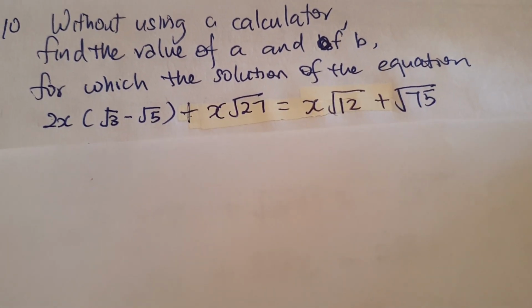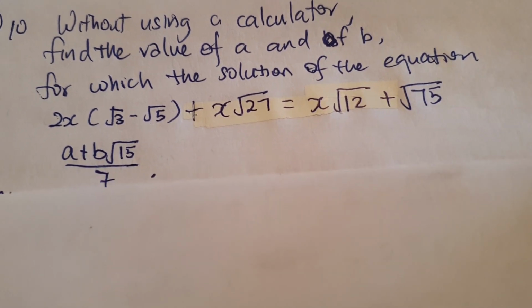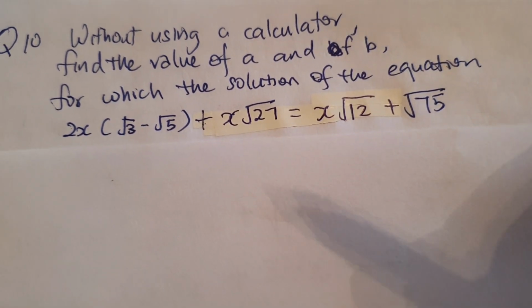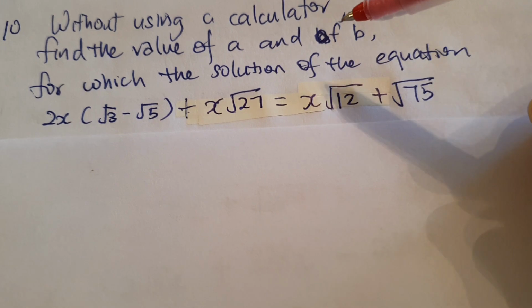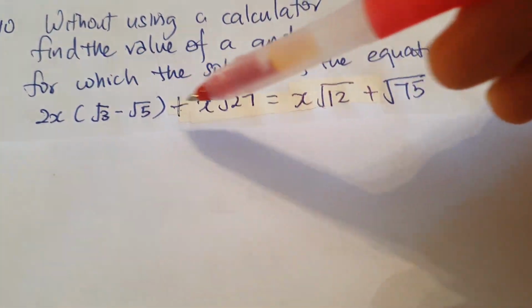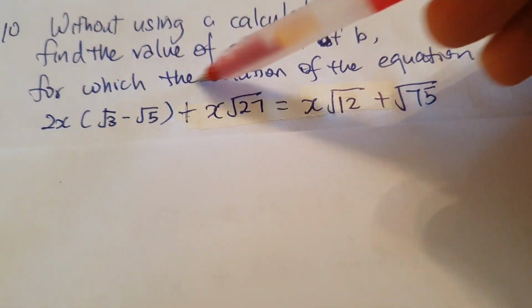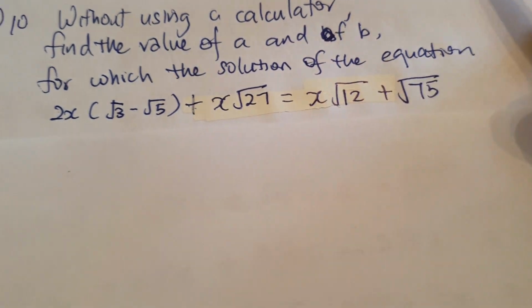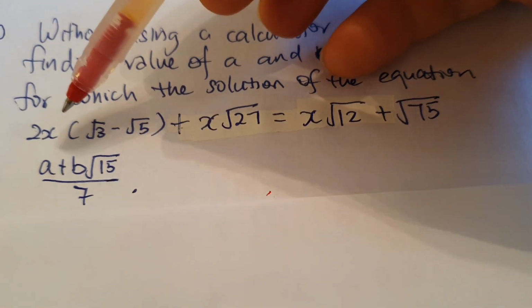Okay, so this part here is what is confusing to some people. They want you to find the value of A and B. Where's the A and B? It's nowhere in this equation, right? Okay, it's nowhere here. The A and B actually appears in the answer when you solve this equation.